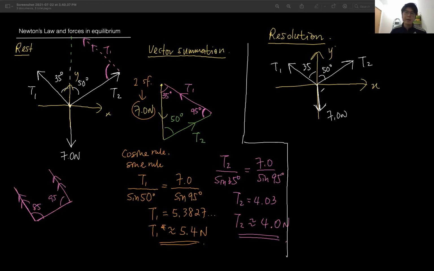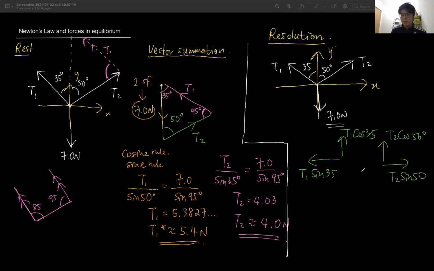Any vector that is parallel to an axis is either horizontal or vertical. So T1 and T2 are not, so we have to resolve them. Resolve these two forces. The 7.0 no need to resolve, it's already vertical. So resolving these two, I get T1 sine 35, T1 cos 35, T2 cos 50, T2 sine 50, and 7.0 Newton.